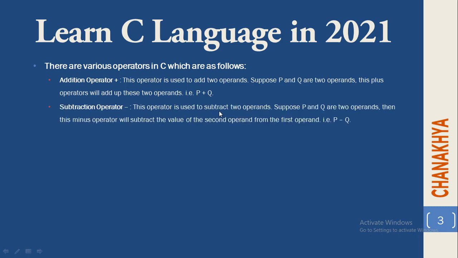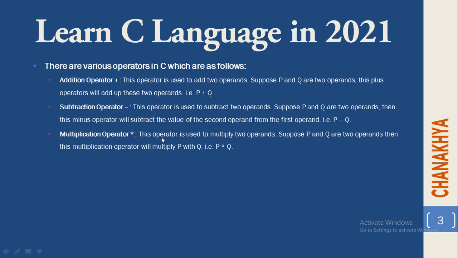Subtraction operator. This operator is used to subtract two operands. Suppose P and Q are the two operands, then the minus operator will subtract the value of the second operand from the first operand. Multiplication operator. This star symbol is used for this. This operator is used to multiply two operands. Suppose P and Q are the two operands, then this multiplication operator will multiply P with Q.